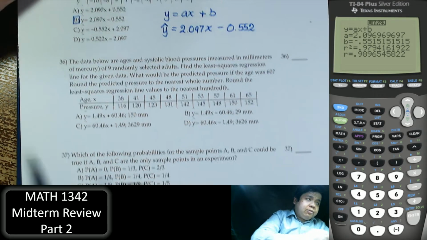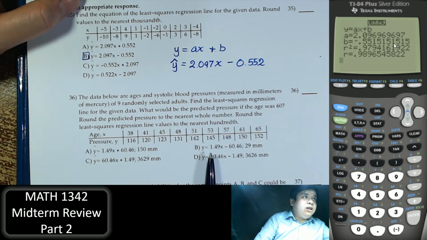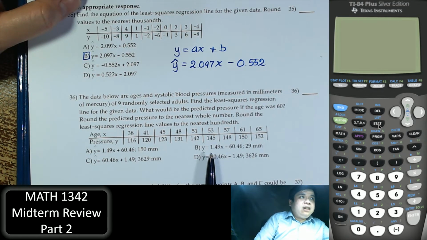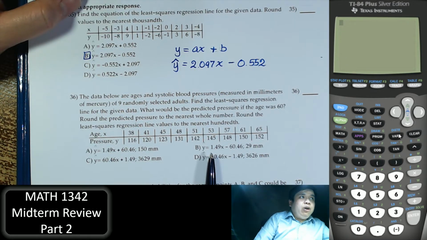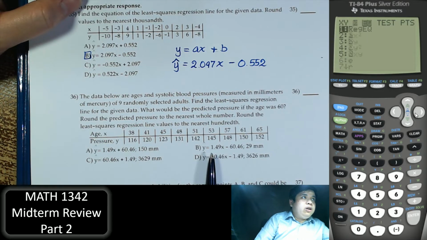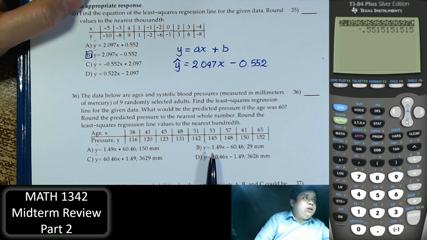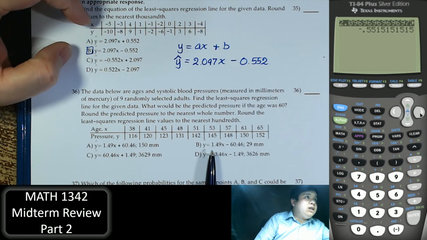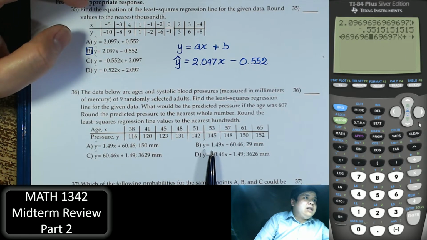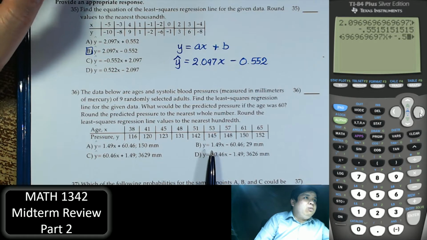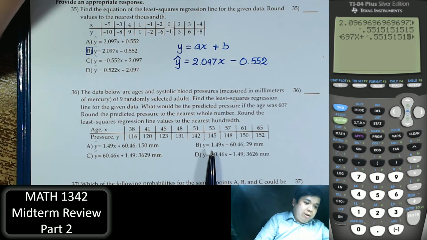Right. Now if we want the equation nicely, hit variable, statistic variable, go to equation, regression equation, and you see we have, that is the equation 2.096 times x plus negative 0.552. Right, so that's the equation.